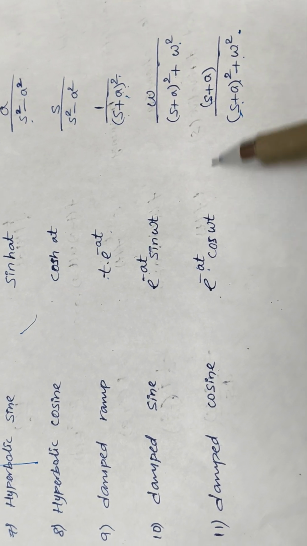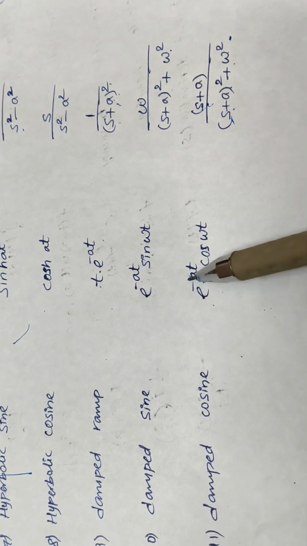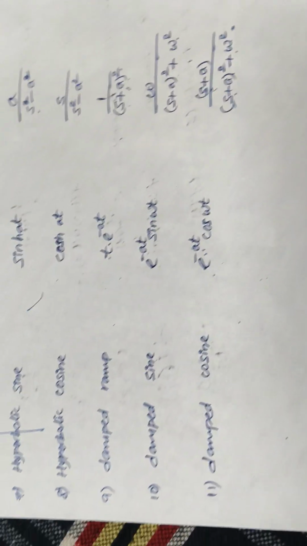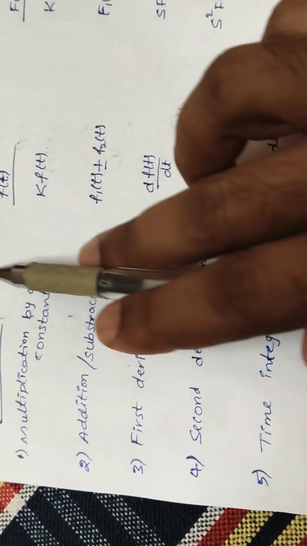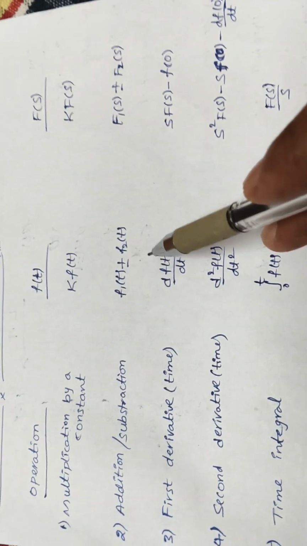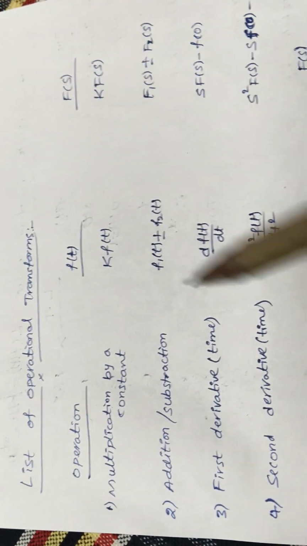Wherever s is there, that needs to be replaced with s plus a when you are multiplying with e power minus at anywhere. So this is all about the list of Laplace transform pairs. In a similar way, if you see the list of operational transforms, what kind of operation will be done, and what is the function f of t in time domain, how it will be converted into the s domain.